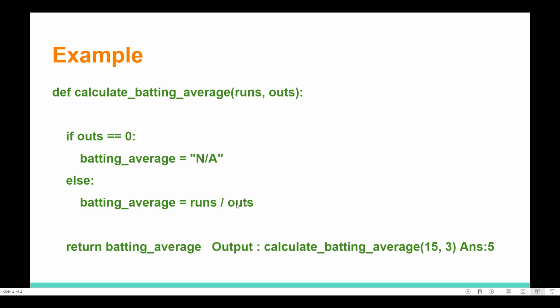So we will divide it simply by the number of outs. So return batting_average, that's what we need to get. If I call this particular function calculate_batting_average and give 15 and 3 inside this bracket, it will run this entire code. First of all, it will check how many times a person is out. So 0, no, here it is 3, so it won't run this block of code, but it will run this block of code. Here it will be 3 and here it will be 15, so the answer will be 5 here.